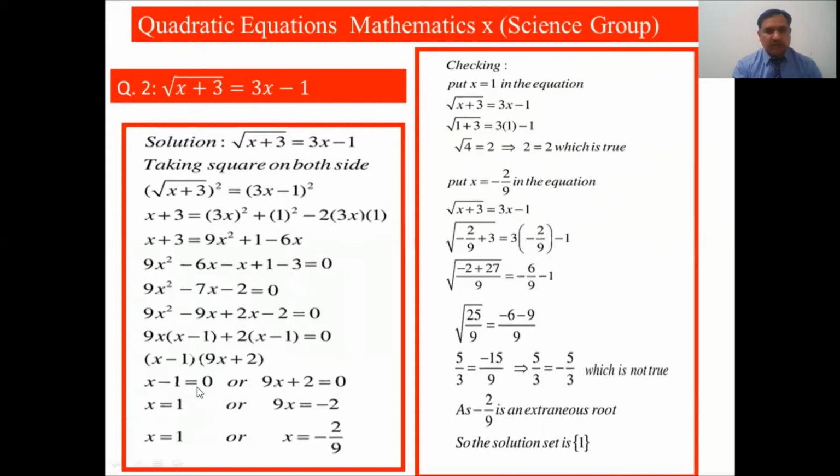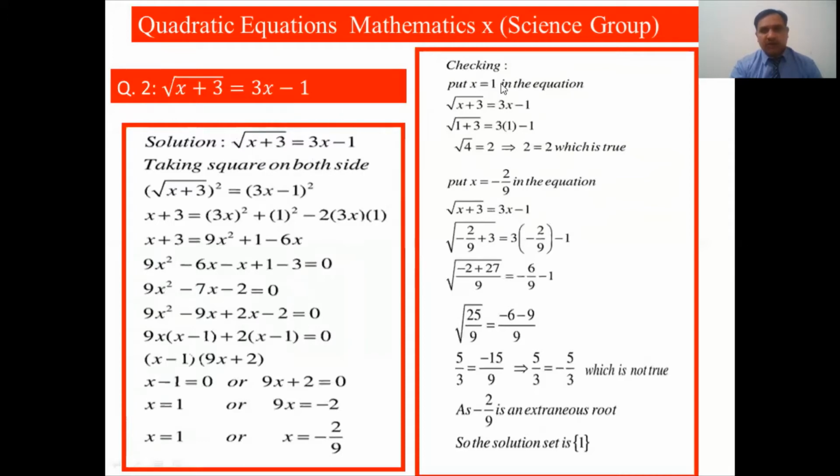If x minus 1 is equal to 0, it means x is equal to 1. If 9x plus 2 is equal to 0, it means 9x is equal to minus 2. So x is equal to minus 2 by 9. Now we have the solution set as x is equal to 1 or x is equal to minus 2 by 9. Now we have to check whether these solutions satisfy this equation or not.